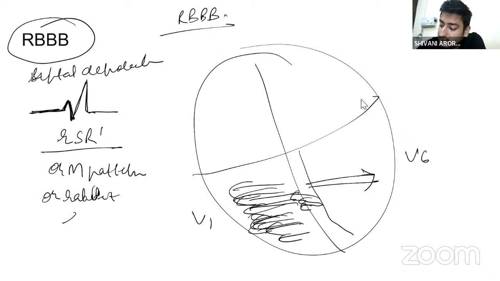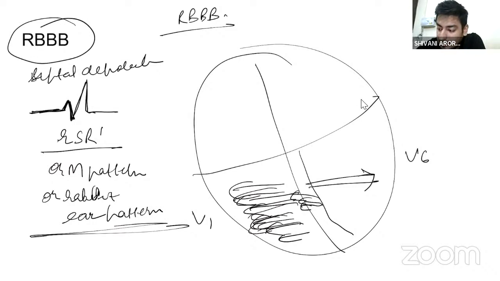Here, in lead V6, the first deflection would be a negative deflection because of septal depolarization. Then we have this positive deflection due to left muscle depolarization. And again, we have this negative deflection because of right muscle depolarization. This is known as QRS complex. So for RBBB, this can also be known as W pattern in V6.